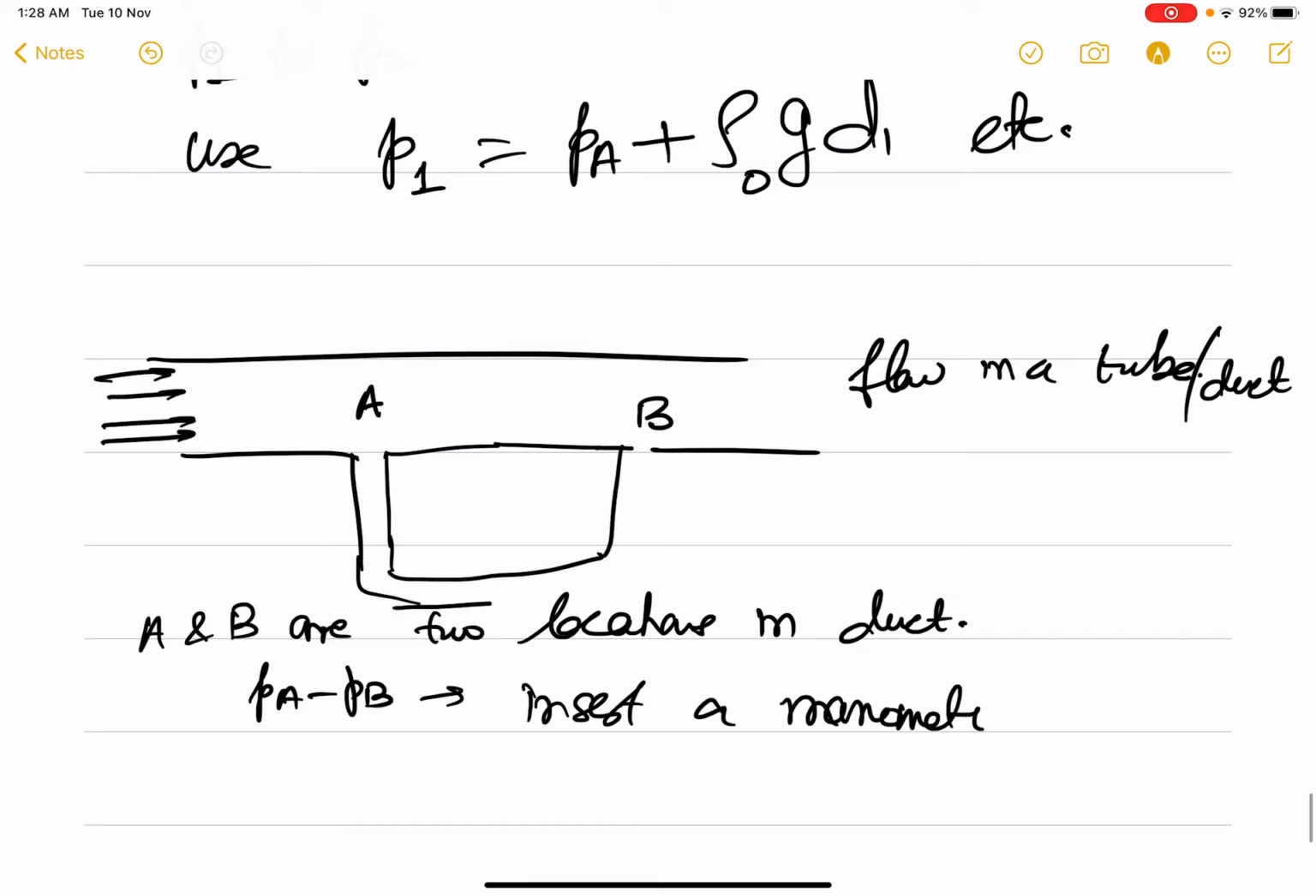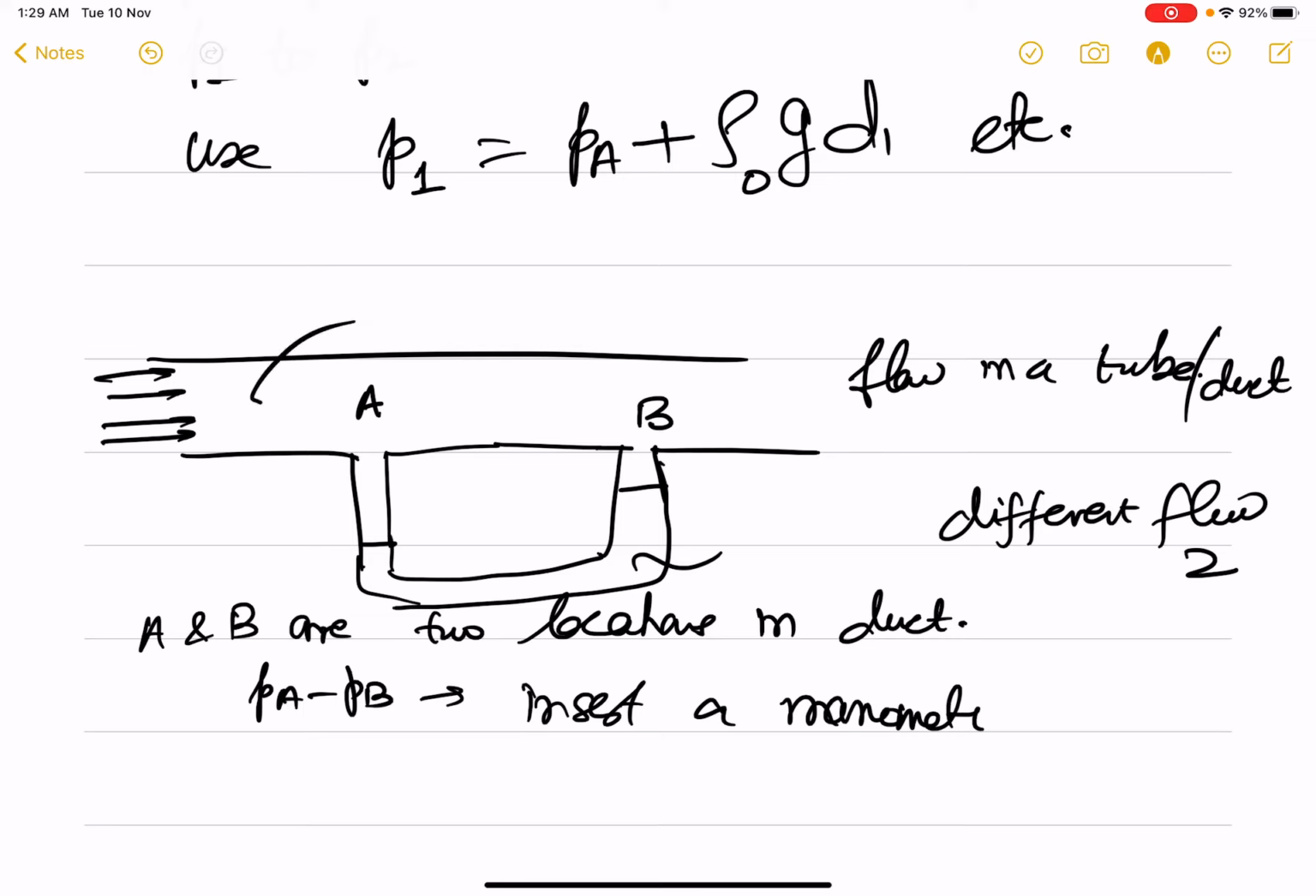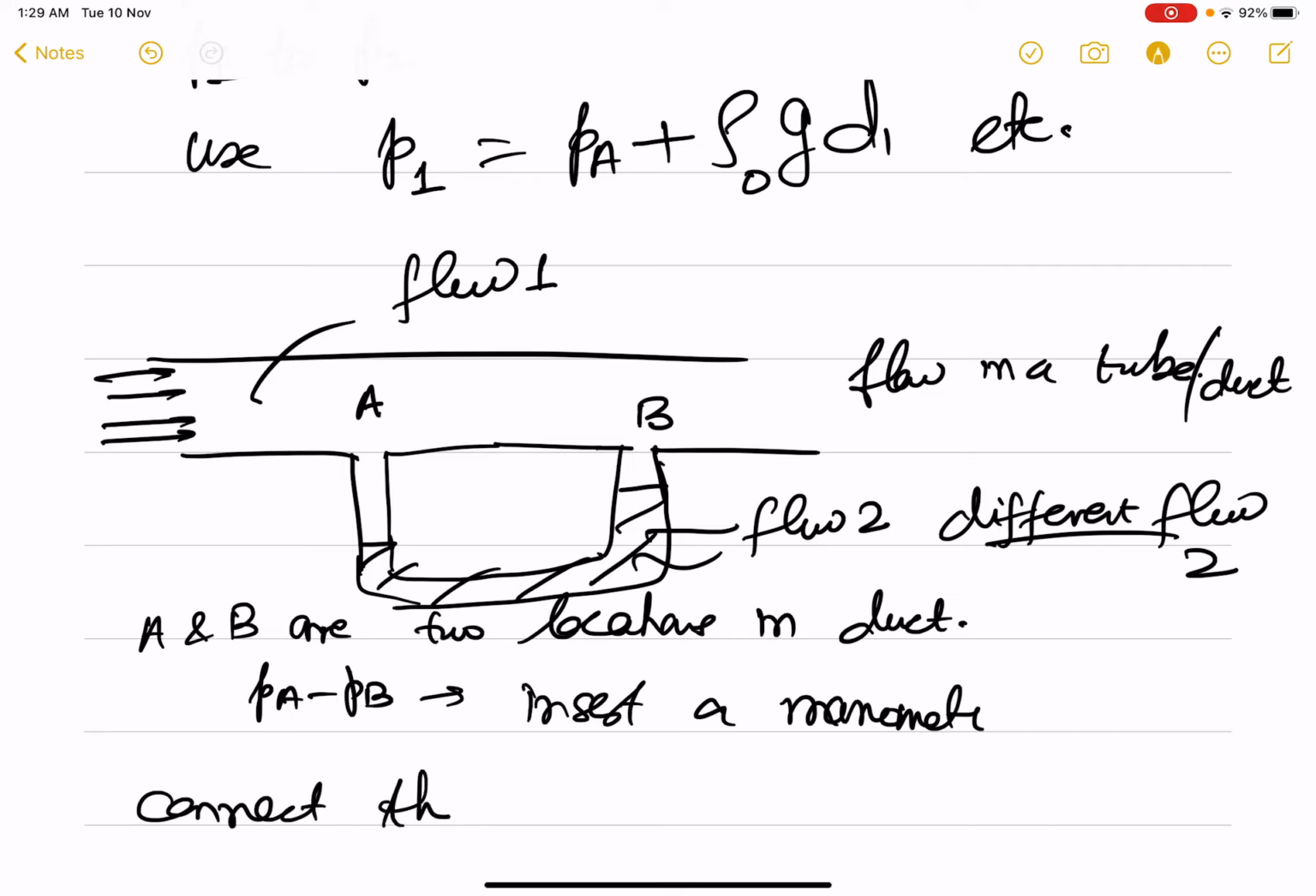So I connect A and B by a tube, and what we will have is, we will put a different fluid. This is fluid 1 which is flowing in the duct. Now we take a manometer which has a different fluid 2. So this is fluid 2 and this is connected to A and B. So connect the tube at A and B.